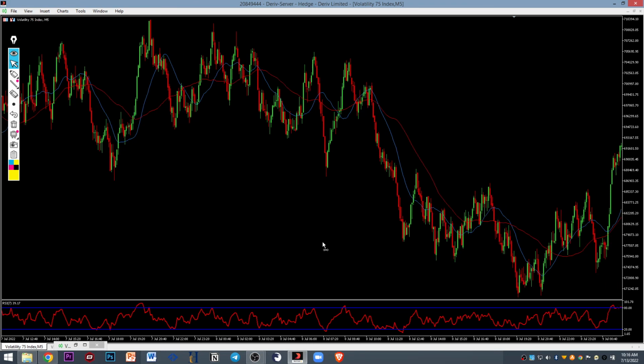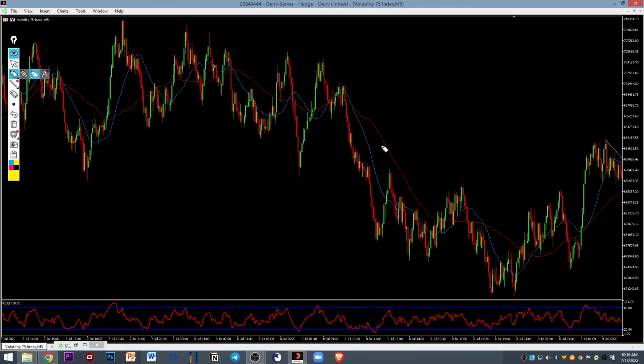So I'm just going to do one more last example, guys. Then I want you guys to backtest it on your own charts and see if this strategy is valuable for you, because I've been using this strategy for a while and it's basically profitable.